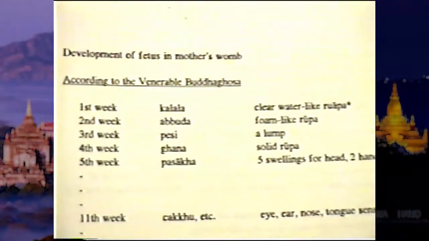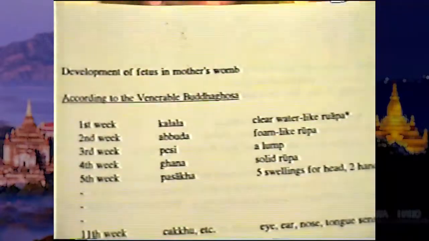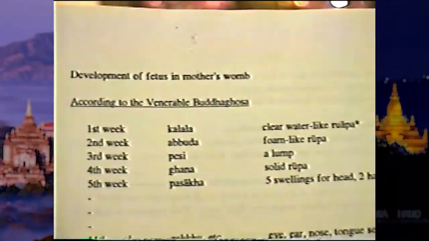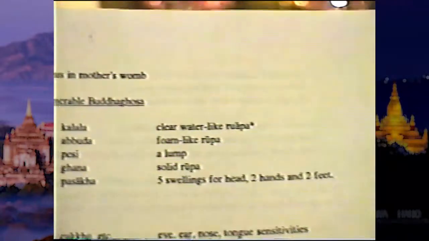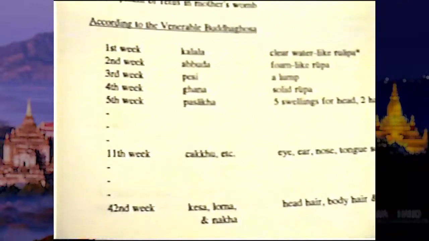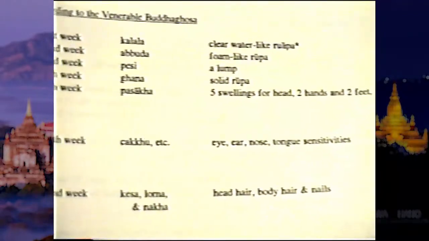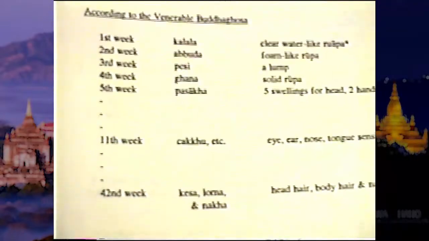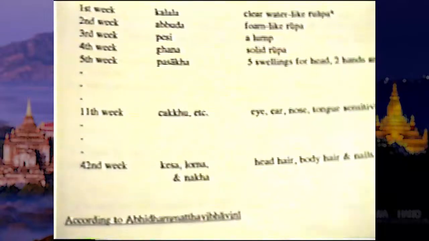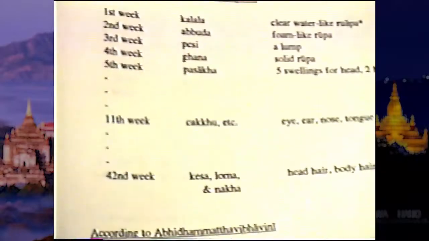Then second week, Abuddha, foam-like rupa. Third week, Pesi, a lump. Fourth week, Gana, solid rupa. And fifth week, 5 swellings for head, 2 hands, and 2 feet. And then we don't know 6, 7, and so on. But in the 11th week, eye, ear, and so on appear, according to the commentary. And then the other weeks are skipped. And then in the 42nd week, head hair, body hair, and so on appear on the fetus. So this is according to the commentaries or according to the Venerable Buddhaghosa.